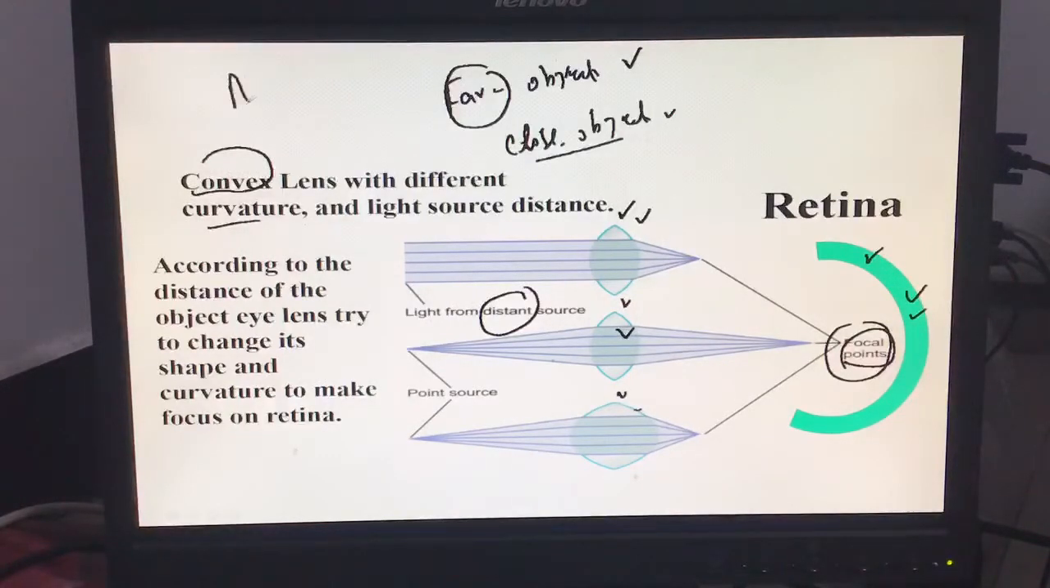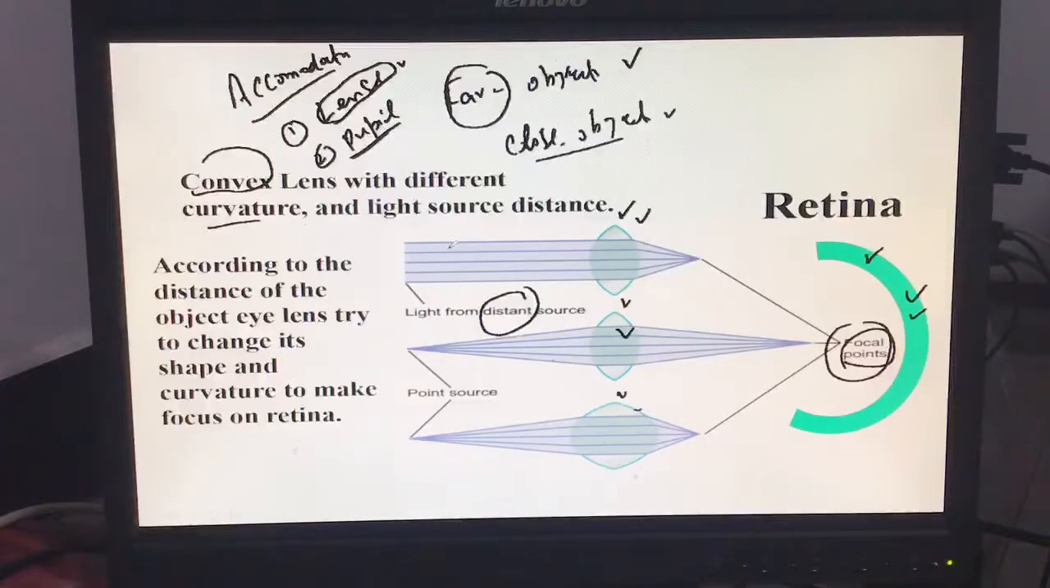Later we will discuss this phenomenon in detail. This phenomenon is known as accommodation. In accommodation, there are two structures playing a role: one is the lens, and the second is the pupil. The pupil controls the light intensity, and the lens, by changing curvature, controls the degree of refraction. So if the light rays are coming from a far object, the lens must change curvature, becoming elongated here, to make the image exactly on the retina. If the object is much closer to your eye, then the lens again changes curvature to make the image exactly on the retina.